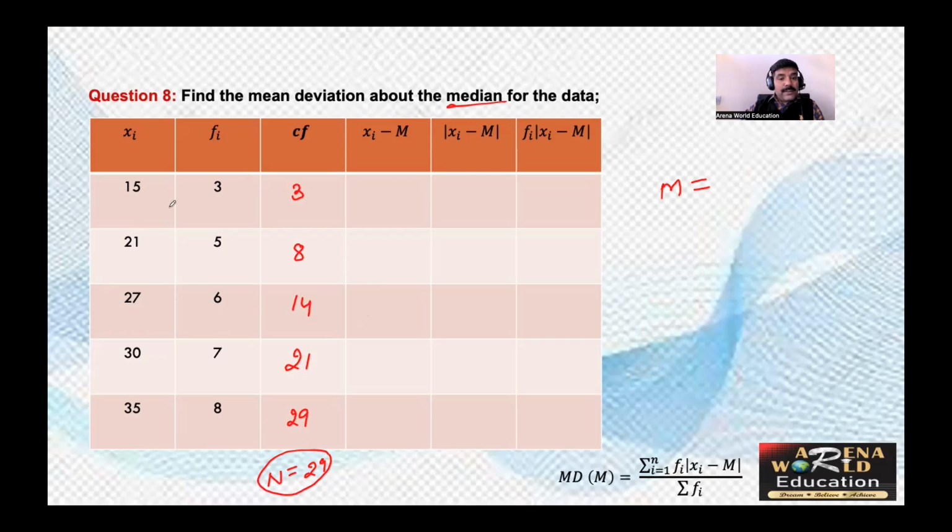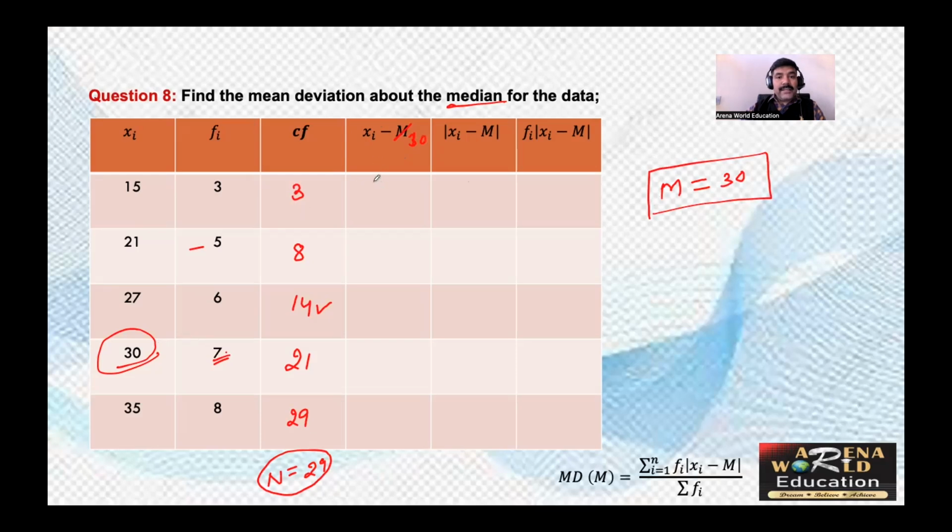So look at this one. 15 is repeating 3 times, then 21 is repeating 5 times, 27 is repeating 6 times, right? So till here, we are having 14 terms. The 15th term will be 30, right? So median will be directly 30. I hope everybody is clear. Now, what is the next step? Yes, xi minus M. M is 30.